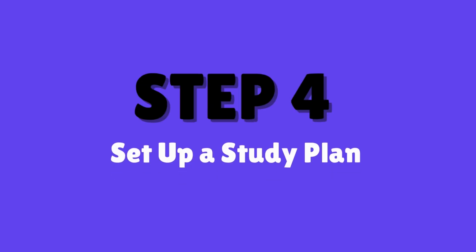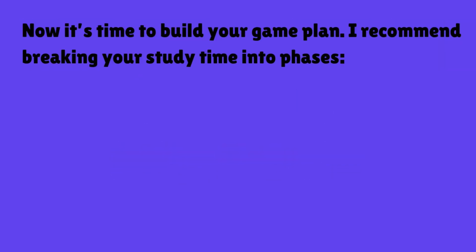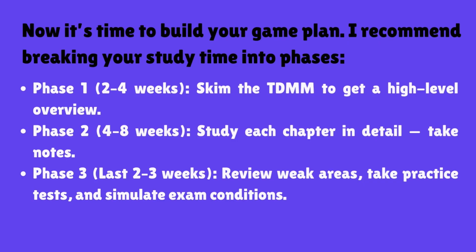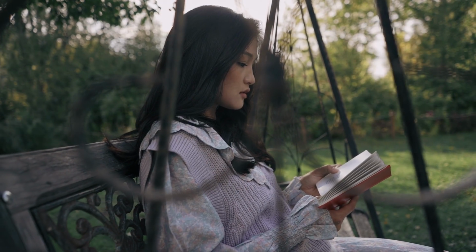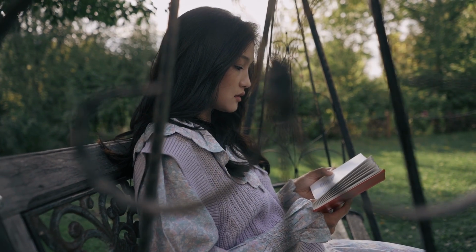Step 4. Set up a study plan. Now it's time to build your game plan. I recommend breaking your study time into phases. Phase 1, 2 to 4 weeks: skim the TDMM to get a high-level overview. Phase 2, 4 to 8 weeks: study each chapter in detail, take notes. Phase 3, last 2 to 3 weeks: review weak areas, take practice tests, and simulate exam conditions. Even if you study just 1 hour a day, consistency will beat cramming every time.